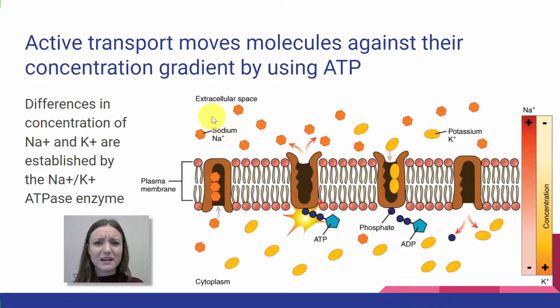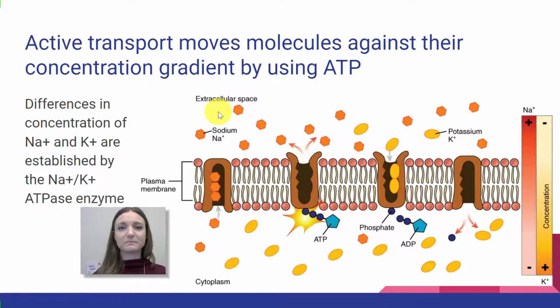So this enzyme, sodium is already relatively high concentration outside the cell, but it's moving more sodium outside. So we have low concentration sodium inside, high concentration sodium outside. It's moving sodium against its concentration gradient from low concentration to high concentration. Okay, so it's moving these ions in the opposite direction in which they would normally diffuse.